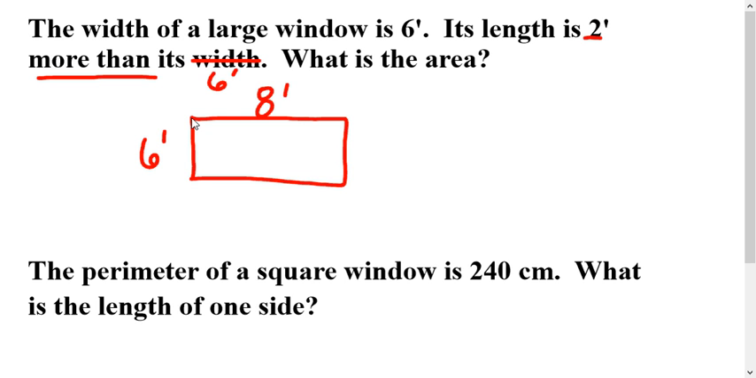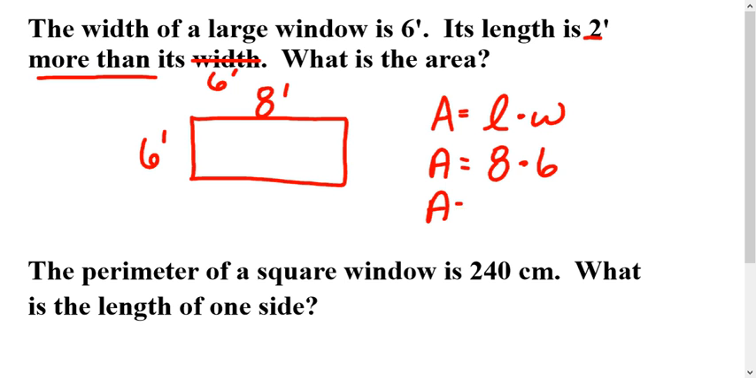So when I want to know the area, area equals length times width. So my area equals 8 times 6, or 6 times 8. And so that's going to give me, either way I do it, 48 square feet.